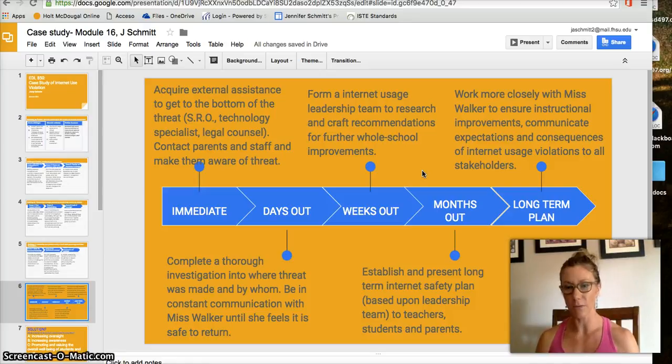And then the long-term plan, from here and years in the future, would be to work this year, next year, and in the future, just approach it as working more closely with Ms. Walker and other staff members to ensure instructional improvements, communicate expectations and consequences of internet usage violations to all stakeholders. So establish a more instructional leadership in terms of valuing relationship building in the classroom and amongst staff members. And then secondly, establishing a more serious approach to combating cyberbullying and trying to get a hold of how and why we can prevent further internet usage violations and unsecure use of technology.